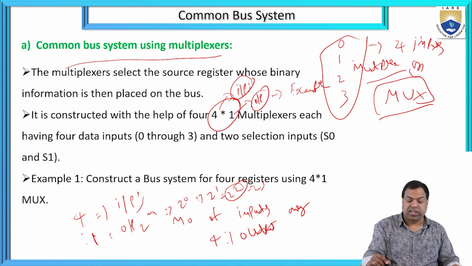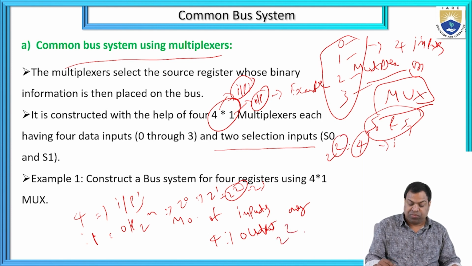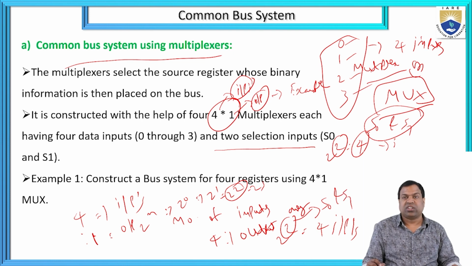The 4 inputs I am taking as A0 through A3. That means 0, 1, 2, 3. And 2 selection lines, S0 and S1. Why? Because 2 squared equals 4, so 4 input lines are there. 2 squared means how many selection lines are there? 2 selection lines. So when I am going for 2 squared equals 4, these are the 4 input lines. These are called S0 and S1, so these are called selection lines.